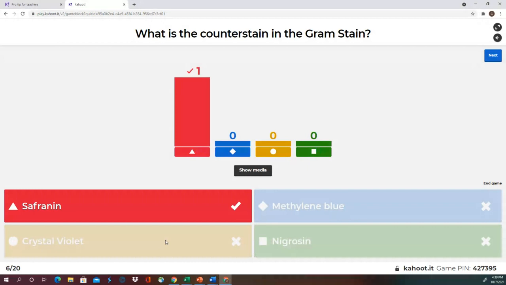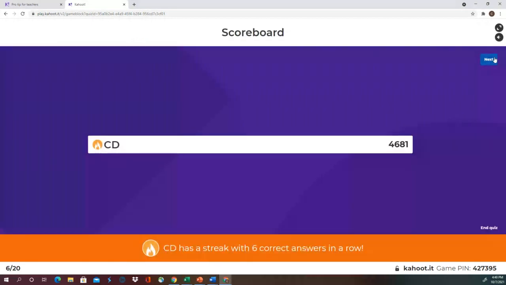Okay, but clear cells don't do us any good, right? You want to be able to see them under the microscope. And so we always add a counterstain, which in this case is safranin, which is red. And so when you add the safranin, it's going to be attracted to the bacterial cells and the gram negatives will appear red. All right, next question.